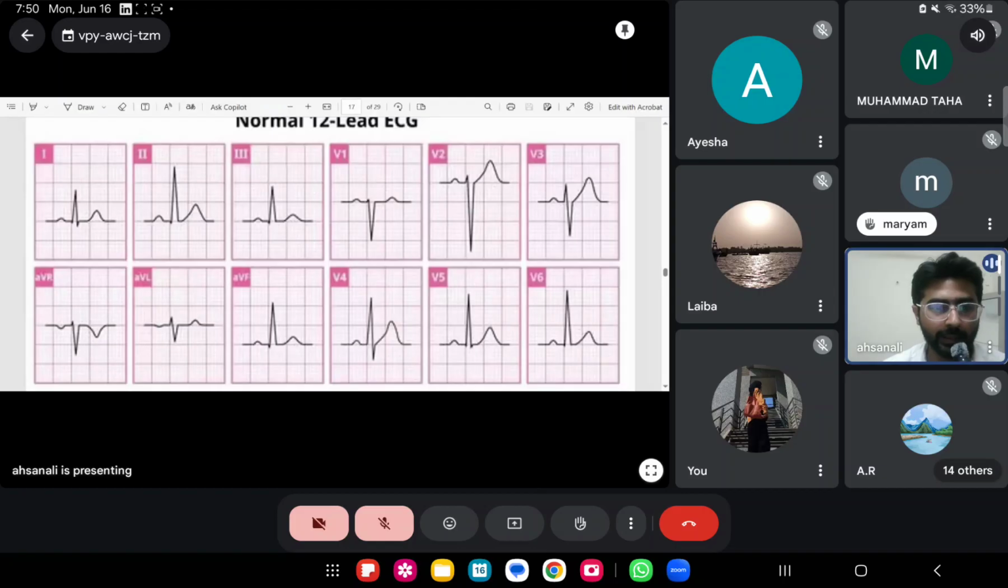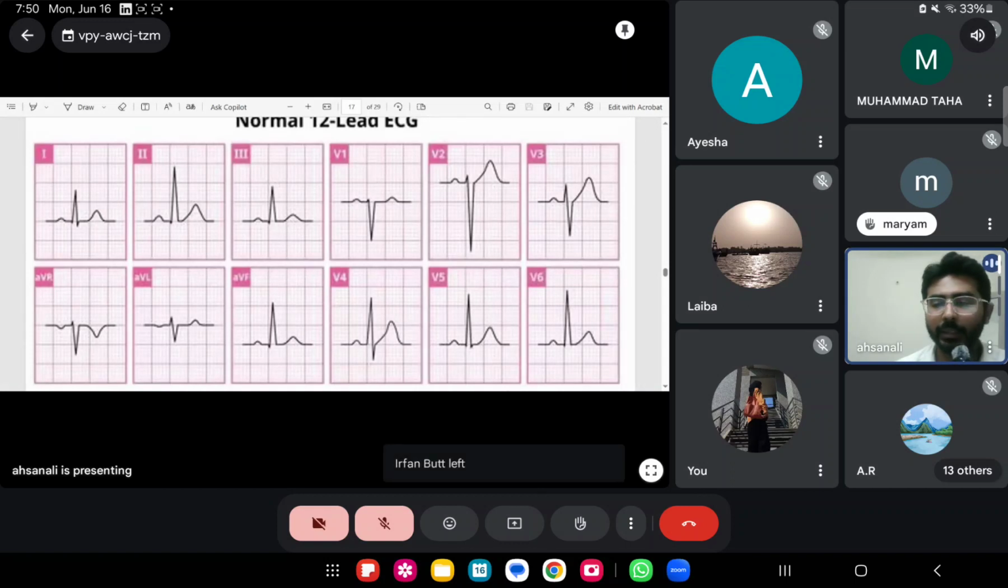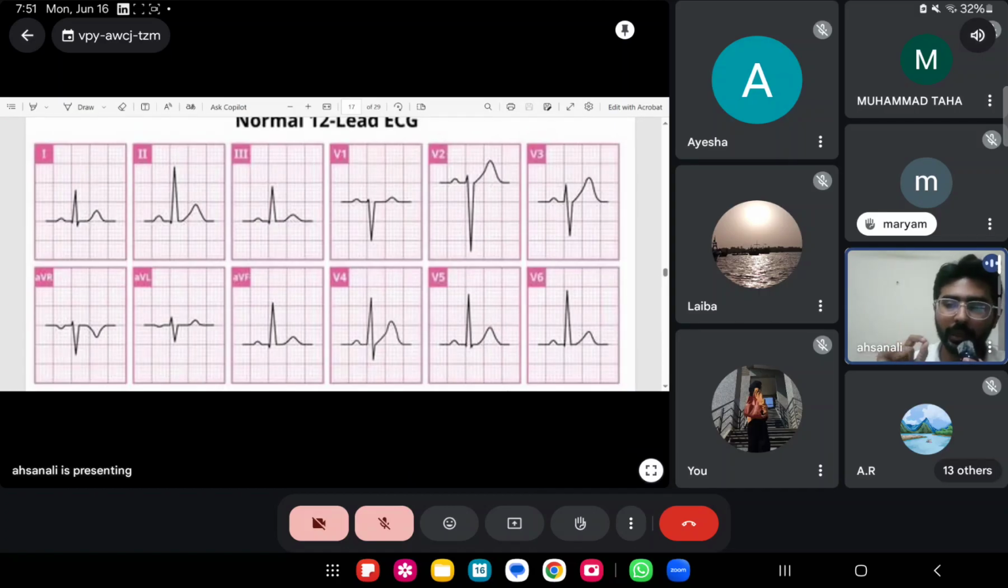This is a normal 12-lead ECG, and I'm going to tell you only two things to remember here. One is that in aVR the P wave is always negative, the QRS is negative, and the T wave is negative. If any ECG has a positive P wave, positive QRS complex, and positive T wave in the aVR lead, then that is abnormal. There are two possibilities.